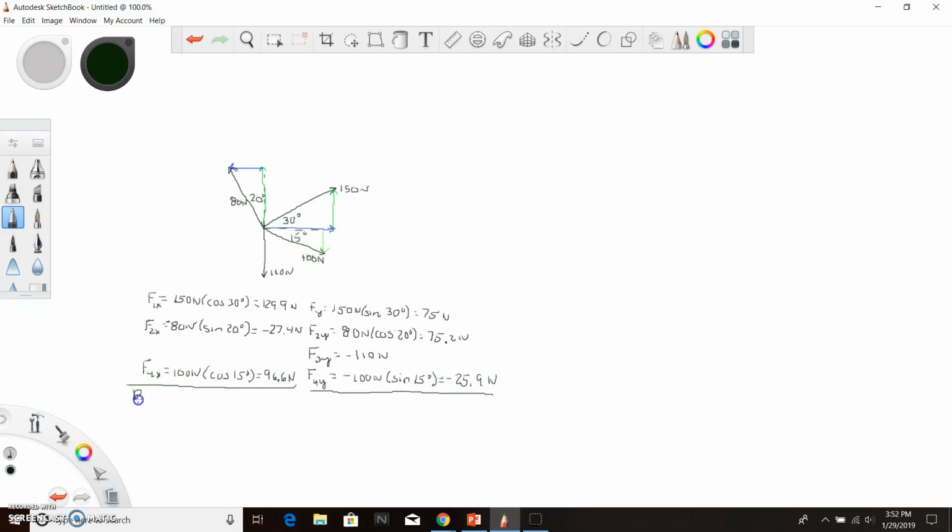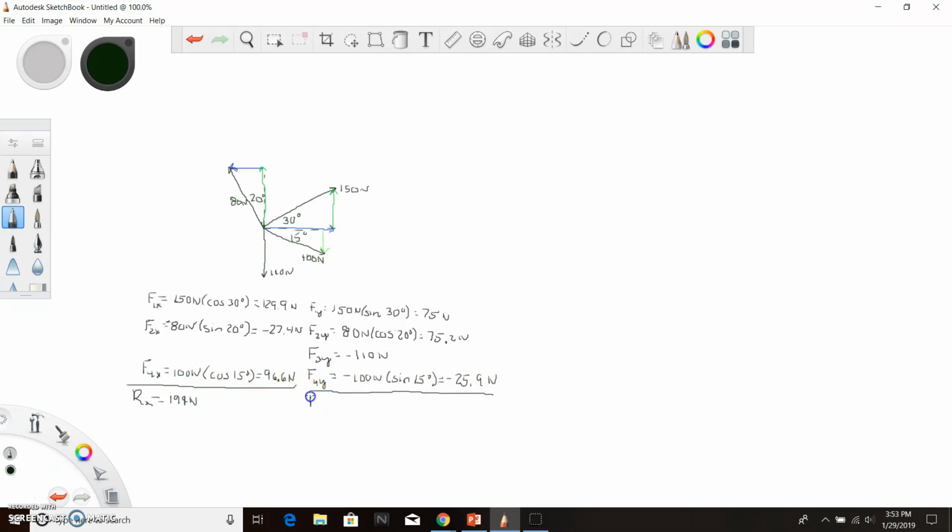So my resultant in the x component is going to be 129 minus 27.4 plus 96.6, and I'm going to end up with 199.1 newtons. So 100, oh goodness, let's try that again. 199 newtons.